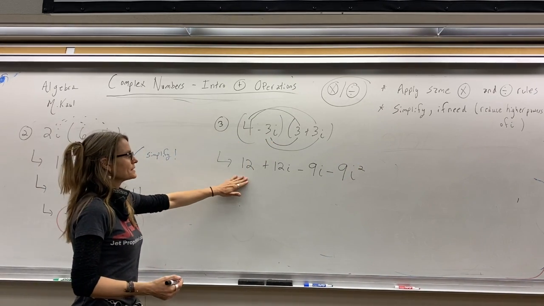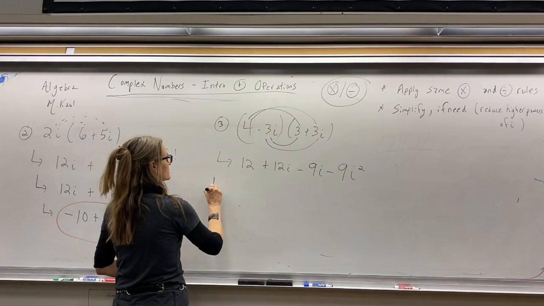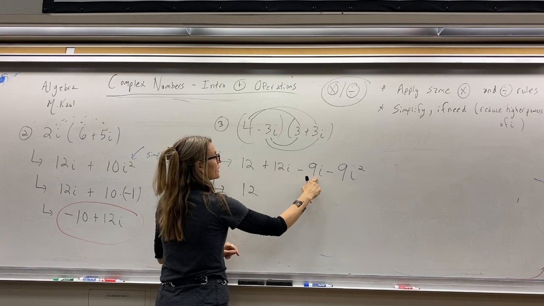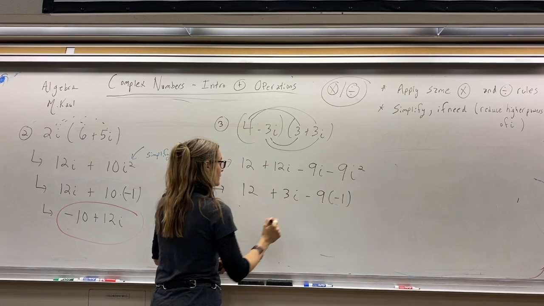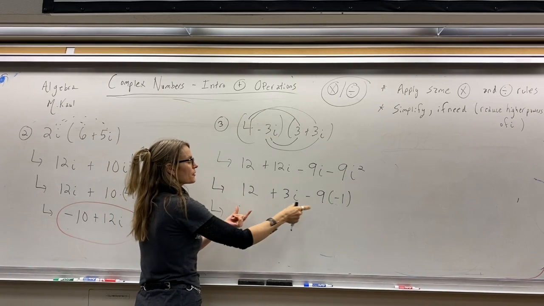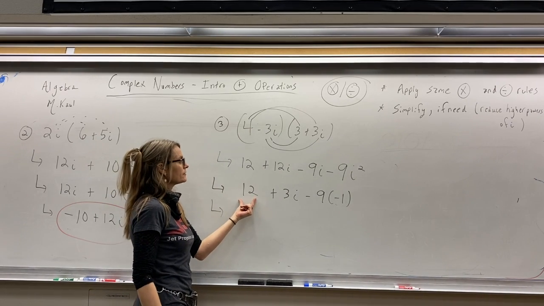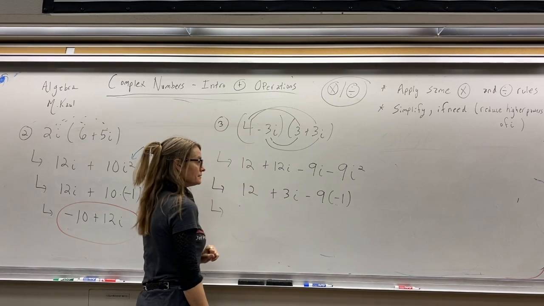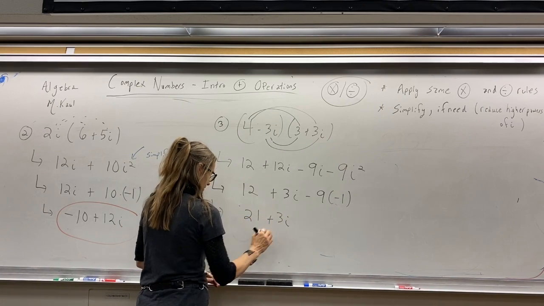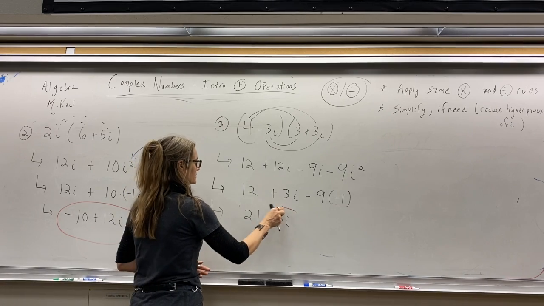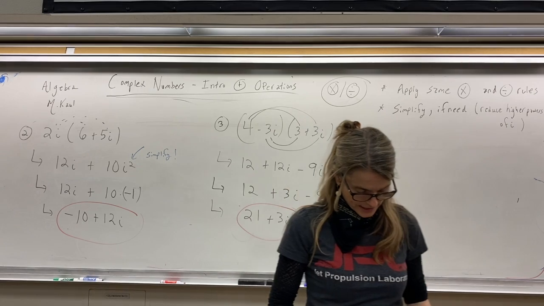So what I want to do is combine any like terms I have, reduce any higher powers of i's. This becomes 12 plus 3i minus 9 times negative 1. So now I know I can combine these two. The i squared comes back down to a real number, and I have 12 plus 9, which is 21 plus 3i. And that would be your final answer. So make sure you're able to get that. There's quite a few steps.